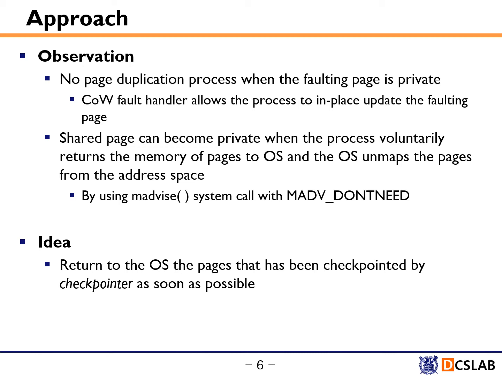To make shared pages private, either the parent or child process must voluntarily return the memory of the pages to the OS, so that the OS unmaps the pages from the other address space. The madvise system call with the MADV_DONTNEED hint can do the job. So our idea is simple. Let's return the checkpointed pages to the OS as soon as possible. However, there is a problem.